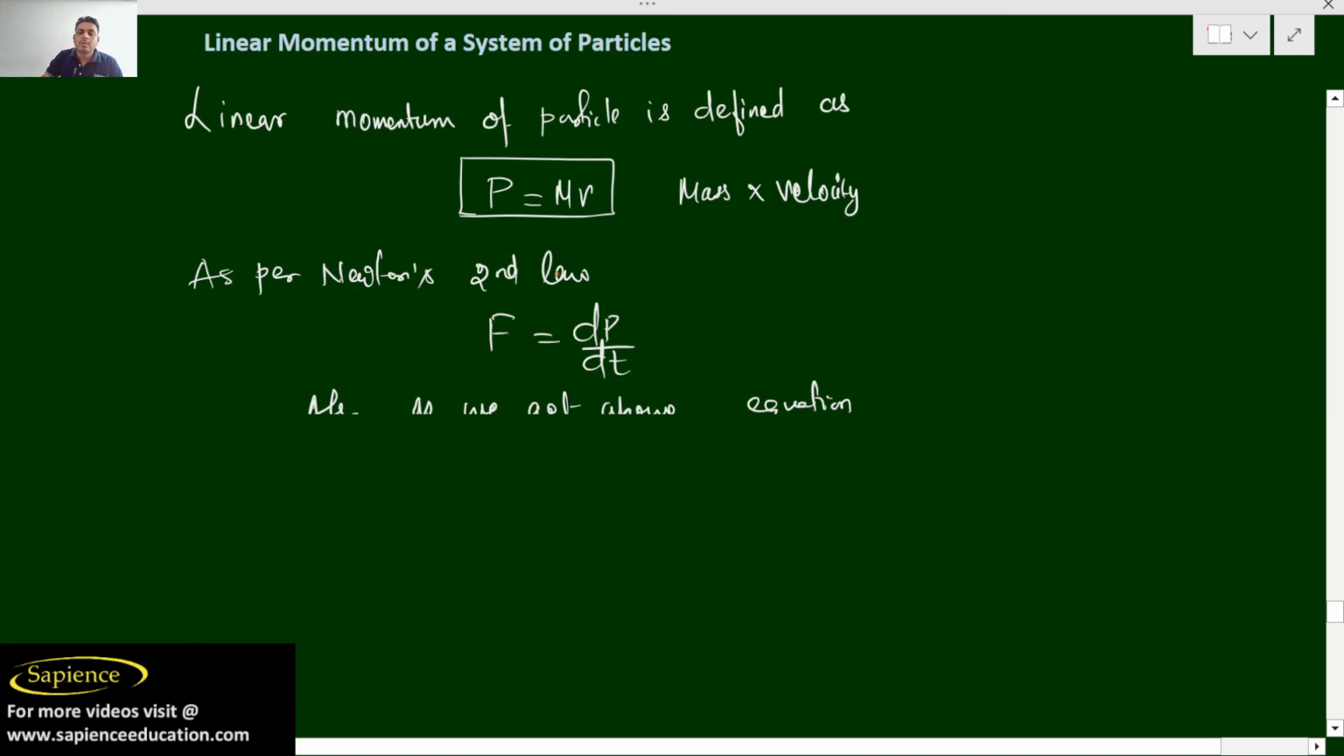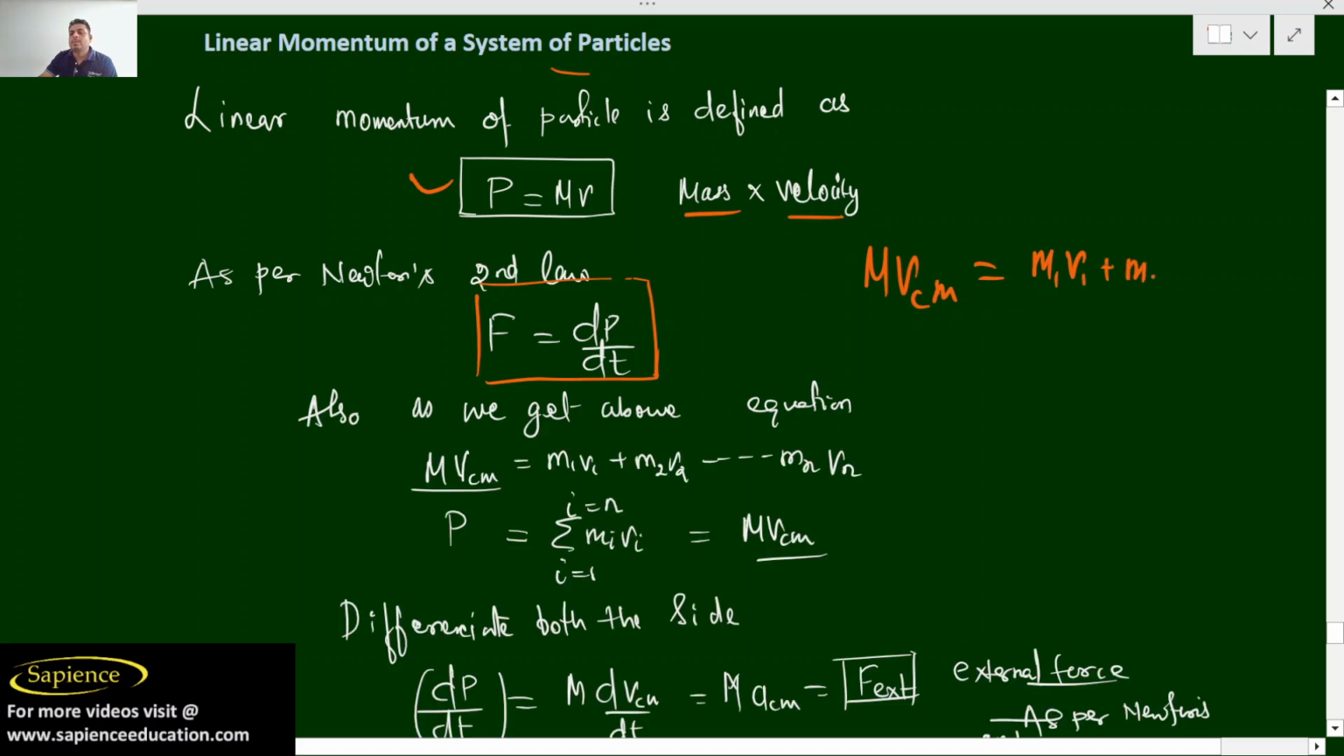Now I will discuss the linear momentum of a system of particles. Linear momentum is defined as p equals mass into velocity. As per Newton's law, force is the rate of change of momentum. And as we know, mass into the velocity of the center of mass is equal to m1 v1 plus m2 v2 dot dot dot, which is p1 plus p2 and so on. So this is the equation.